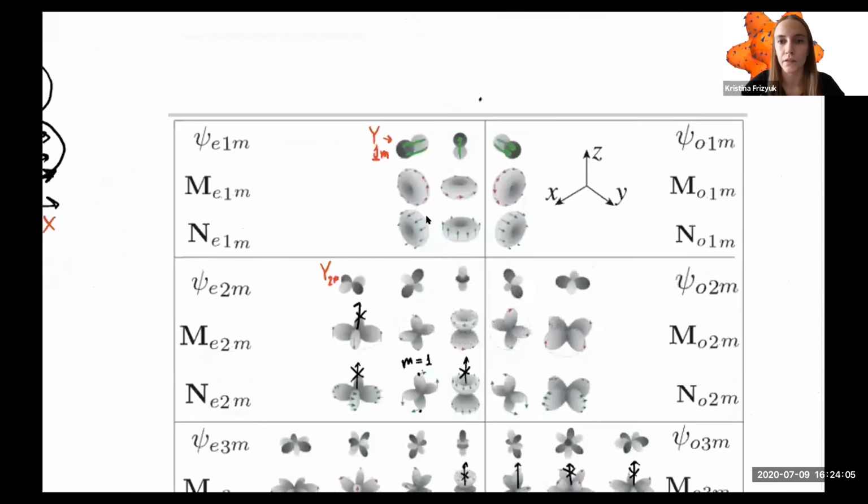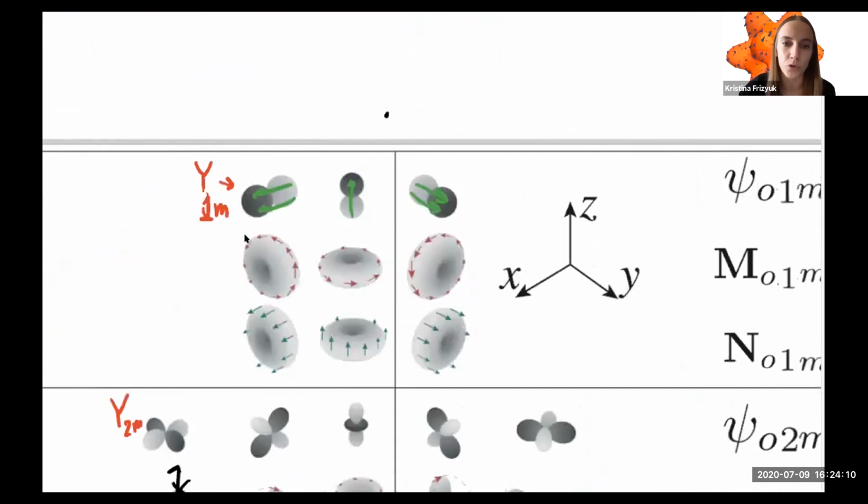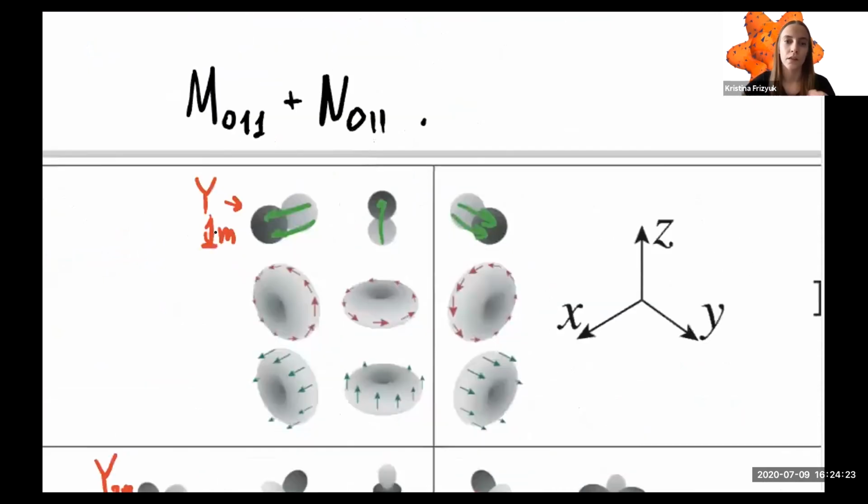Let us look again at these guys. Why, in the case where both of them are odd, for example this one and this one, does it not contribute to radiation? Just because here the electric field is perpendicular to this electric field. So they will just add up, but you will have something like this.